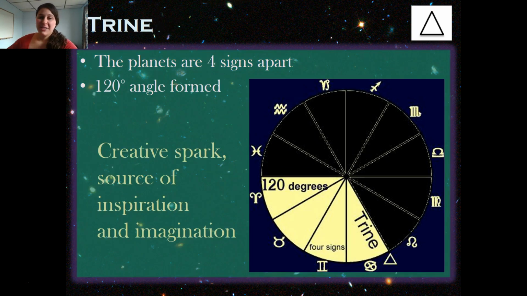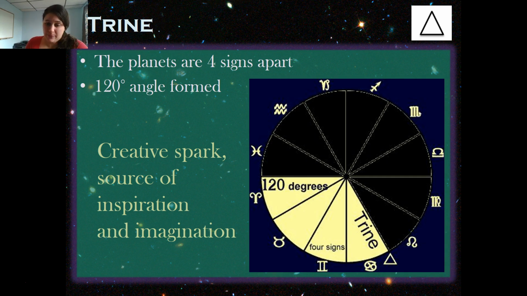Okay, so trine, this is my favorite one because it sounds fancy. Trine is four signs apart, a 120-degree angle is formed. This one represents a creative spark, a source of inspiration, a source of imagination, and you can think about it because the 5th house, as we learned in the last lecture, is the house of manifestation and creativity, and the keywords for that house are "I create." So it's almost like it's four full houses, and so it's almost like it's transitioning into that creative energy, right? That's where the meaning of this one comes from.